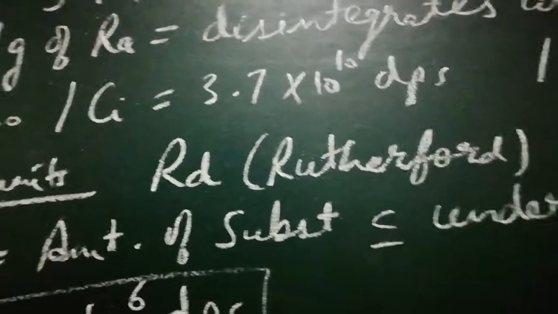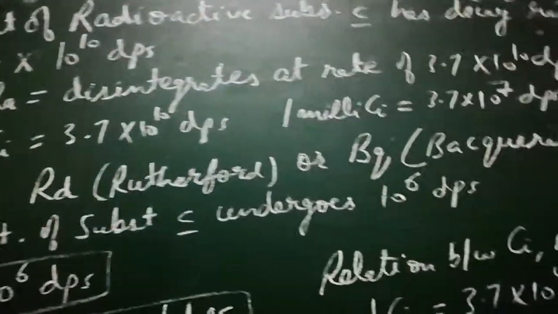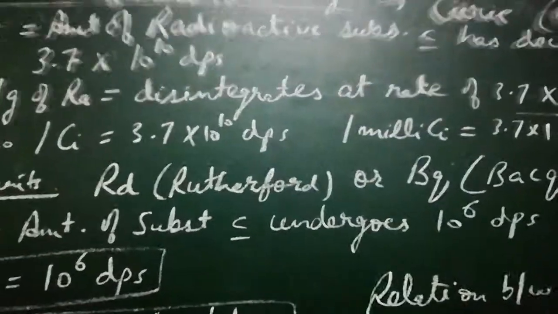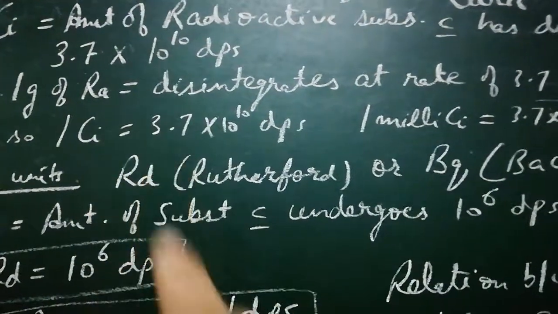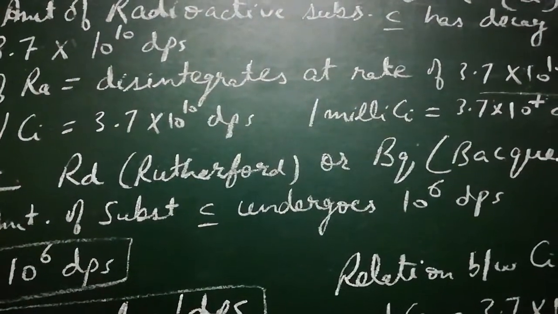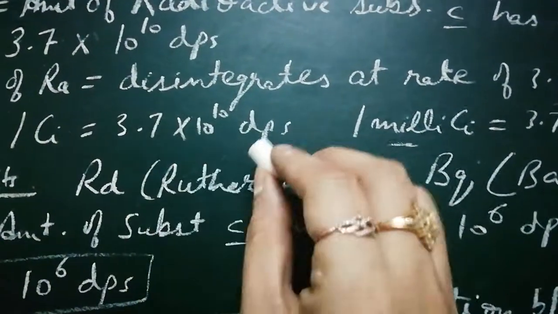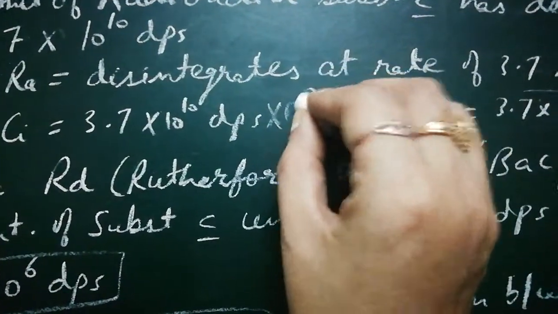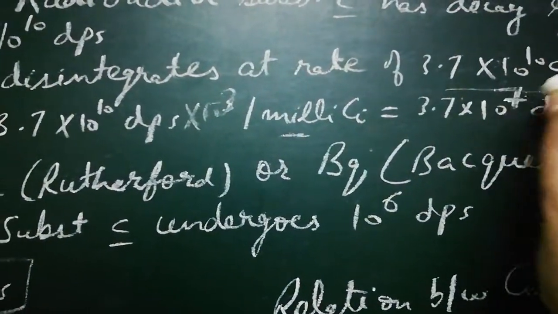For example, let us consider 1 gram of radium. It disintegrates at the rate of 3.7 into 10 to power 10 disintegrations per second. So we can say that 1 Curie of radium is equal to 3.7 into 10 to power 10 disintegrations per second. And for 1 millicurie, we multiply this by 10 to power minus 3. So we get 1 millicurie is equal to 3.7 into 10 to power 7 disintegrations per second.